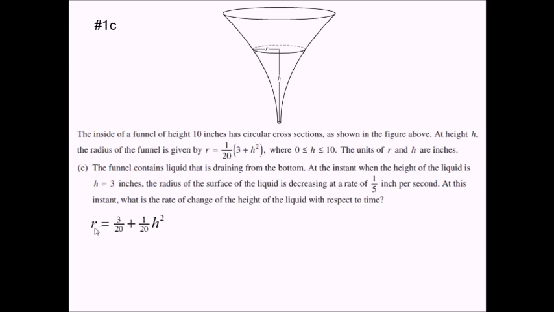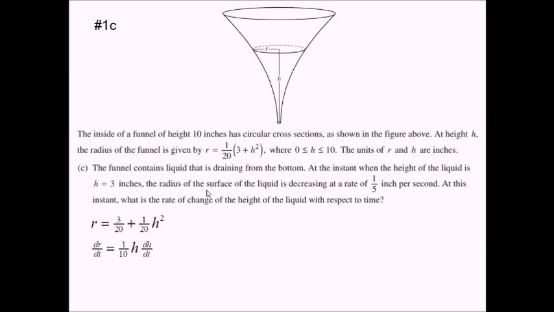So on the left, I've got dr over dt. On the right, 3/20 gets differentiated away. That's a 0 for the derivative. Plus, this is going to be 2 over 20, or 1/10 h. And don't forget the dh over dt, because you just took the derivative of h, which is a function of time.